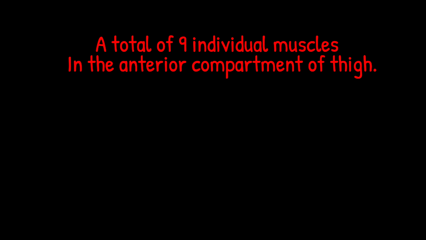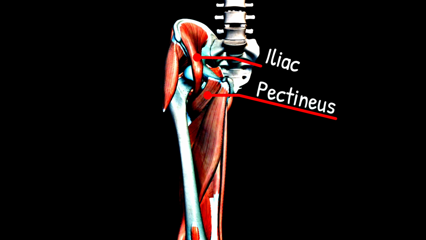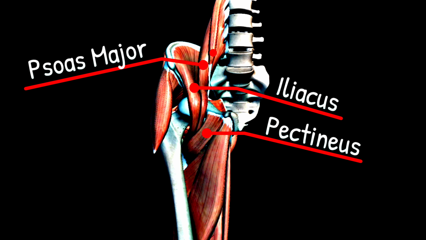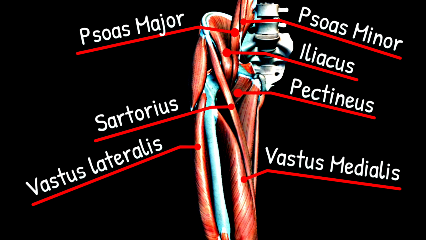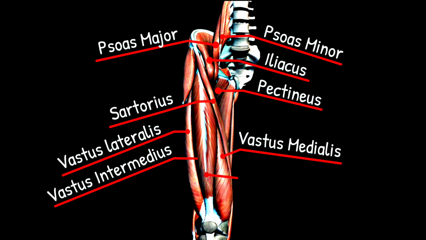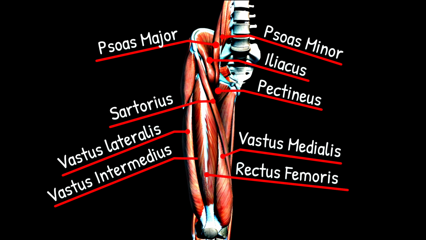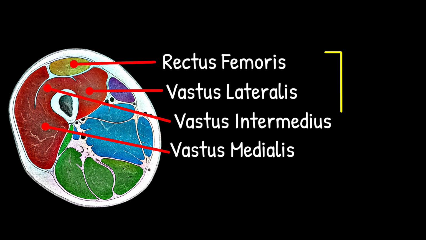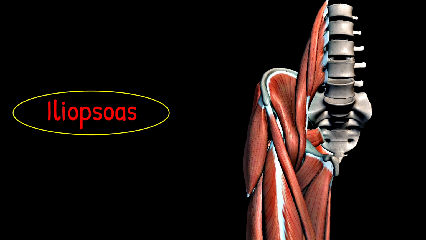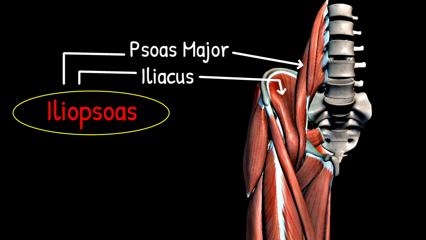There are a total of 9 individual muscles in the anterior compartment of the thigh: Pectineus, Iliacus, Psoas major, Psoas minor, Sartorius, Vastus lateralis, Vastus medialis, Vastus intermedius, and Rectus femoris. The Rectus femoris, Vastus lateralis, Vastus medialis, and Vastus intermedius are collectively named as a group of 4 muscles called the Quadriceps femoris. Another group of 2 muscles called Iliopsoas includes Iliacus and Psoas major.